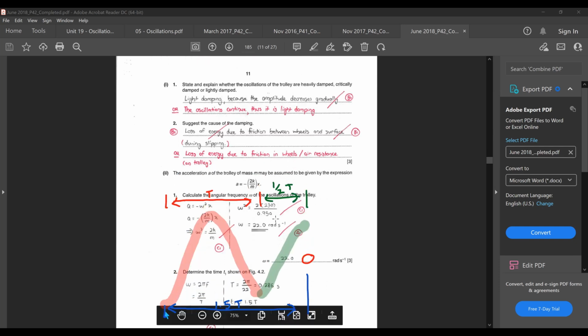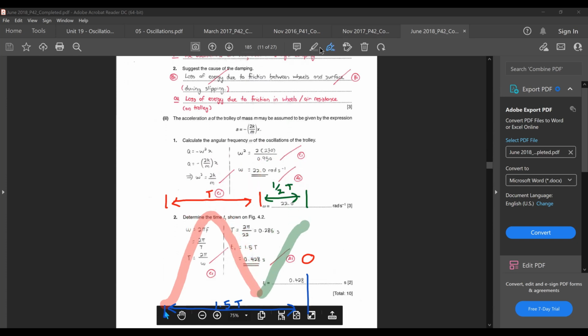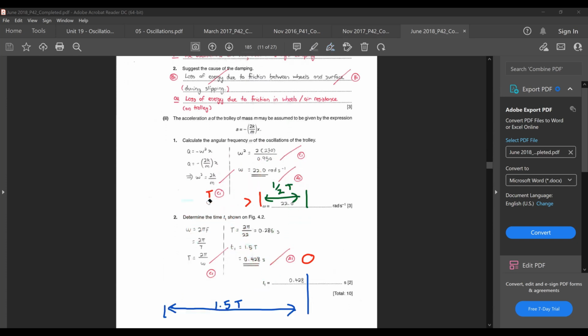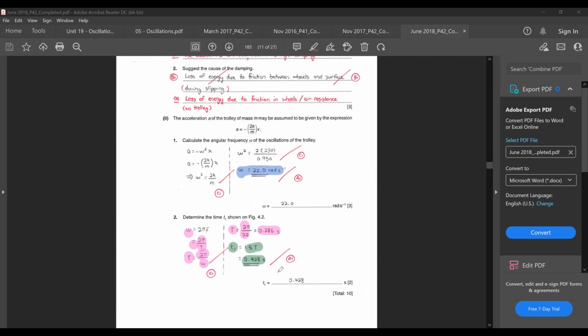So you need to find out what your period is in the first place. What you can do is something like this. You already found the value of omega in the previous question. Try to find T from there. Omega equals 2 pi over T. You substitute in the values, and you eventually get T as 0.286 seconds. Then I already mentioned to you that T1 is 1.5 of the period. So multiply by that, and you will get the answer as 0.428 seconds. Just like that.